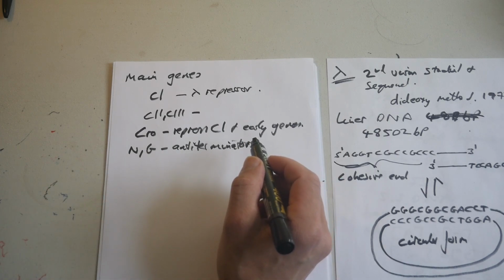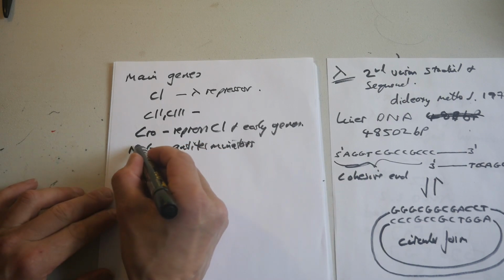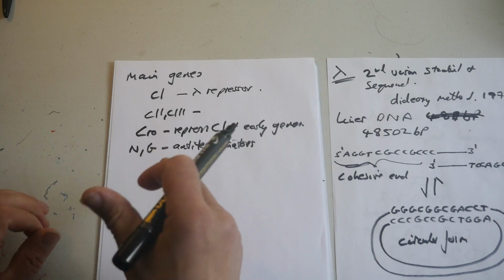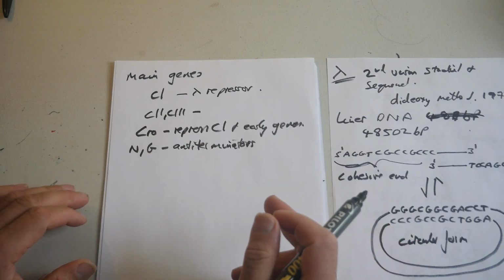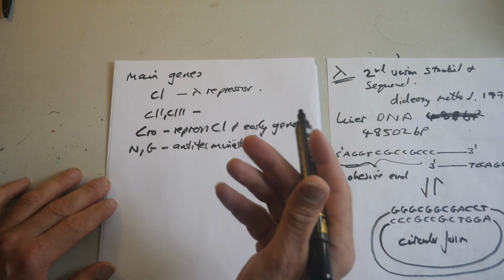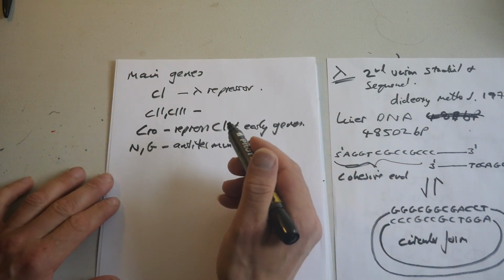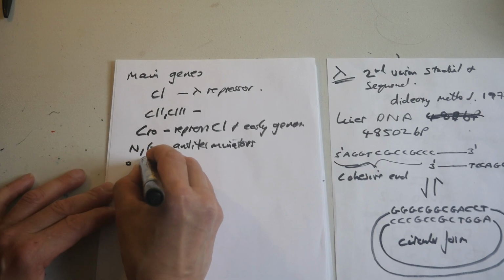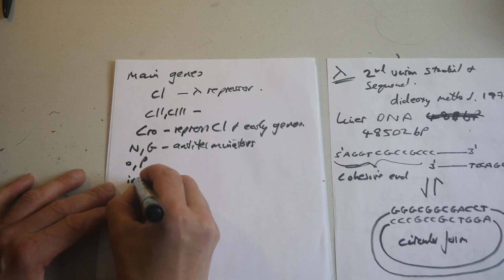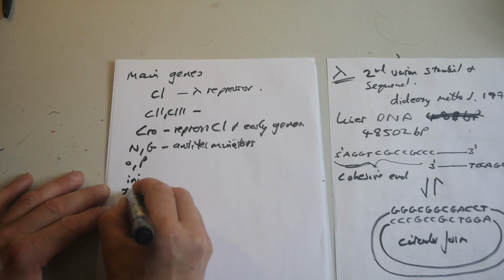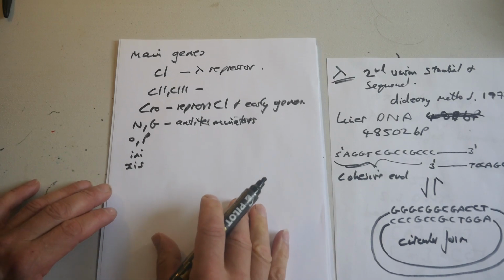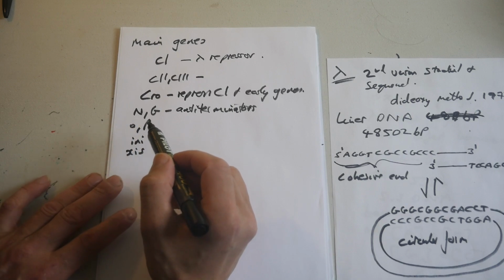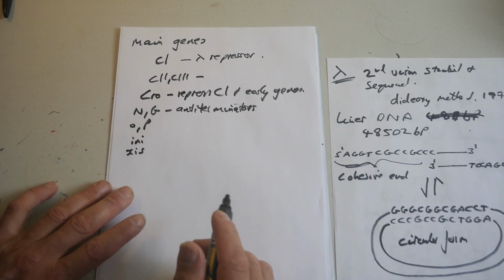I haven't looked at this recently, but if RNA is being synthesized, a terminator would stop it. Anti-terminators stop the termination. And then you get O and P genes and I genes and X genes. These are various other genes, creating probably proteins of various types, structural stuff. And then you get lots of other genes.